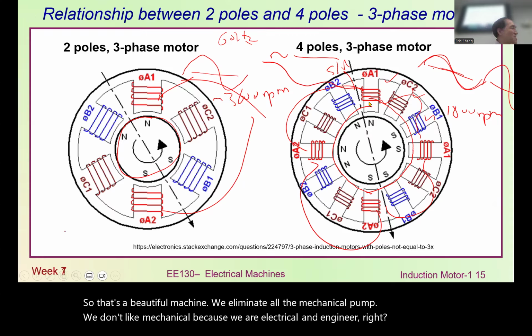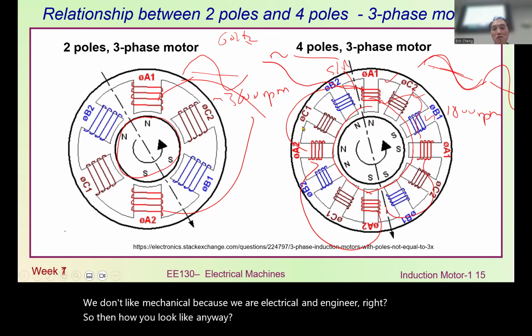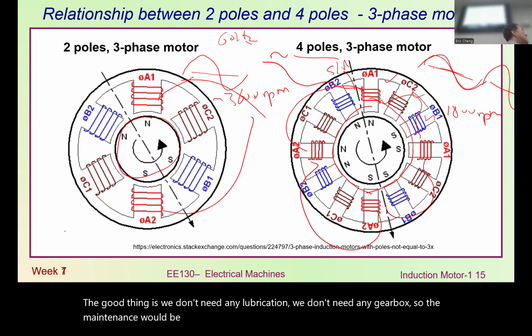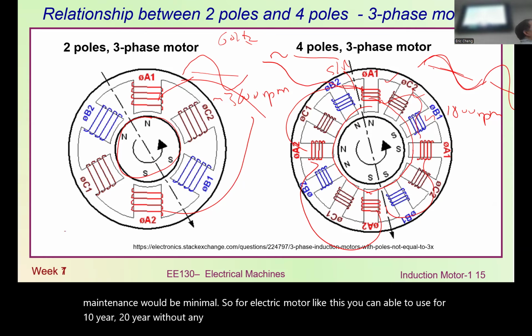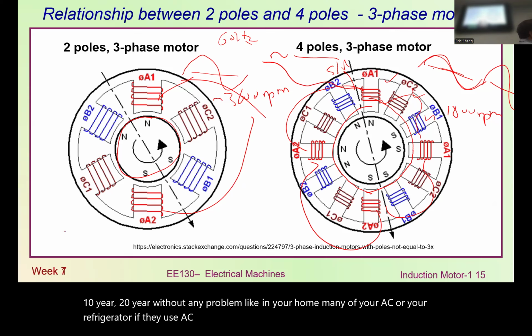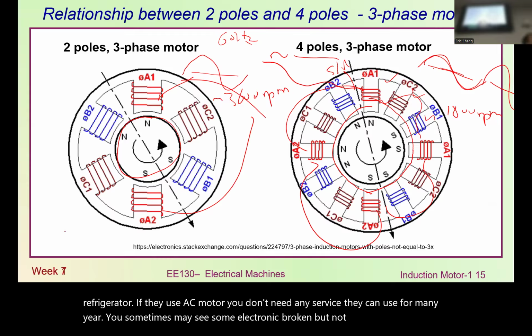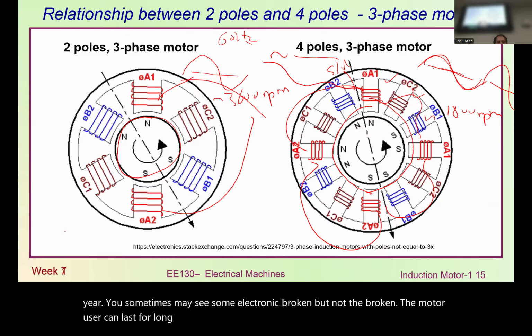Anyway, that's how it looks. The good thing is we don't need any lubrication, we don't need any gearbox, so the maintenance would be minimal. For an electric motor like this, you can use it for 10 years, 20 years without any problem. Like in your home, many of your ACs or refrigerators, if they use an AC motor, you don't need any service. They can be used for many years. You sometimes may see some electronics broken, but not the motor. The motor usually can last for a long time.